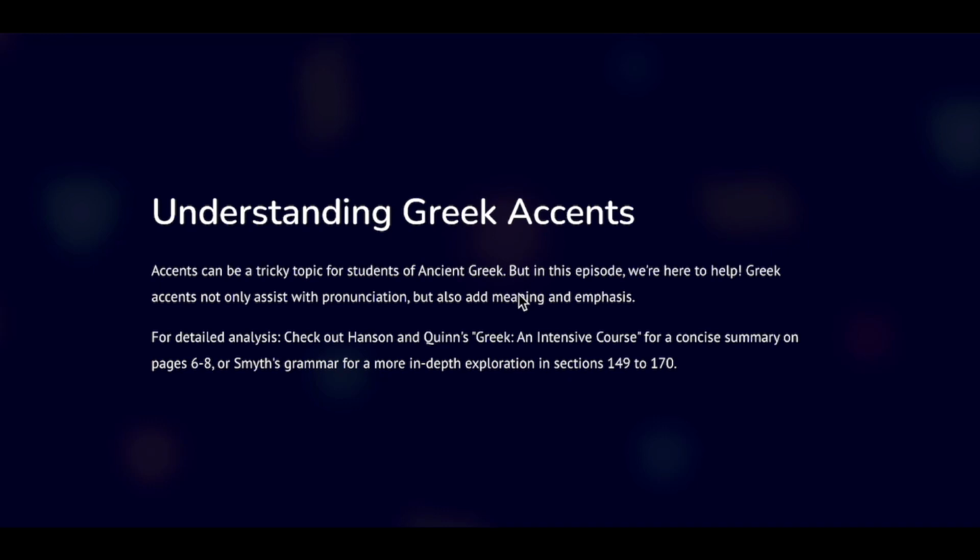Now, to begin, if you're seeking a concise and helpful summary of Greek accents, one thing I would recommend is consulting Hansen and Quinn's work, Greek: An Intensive Course. If you go there, in particular, look at pages 6 through 8, you'll see their insights about accentuation. And if you want a very thorough exploration, Smyth's Grammar is an excellent resource, particularly the sections covering 149 to 170, as he delves into the intricacies of the Greek accent.